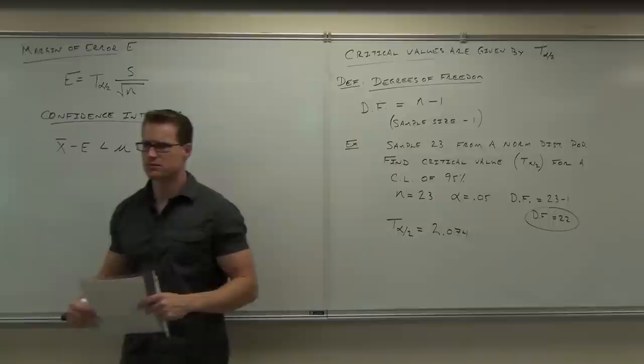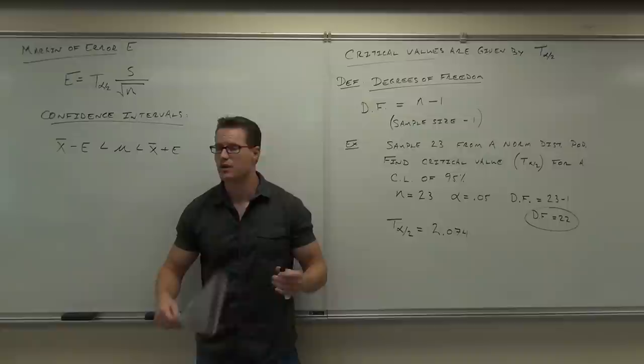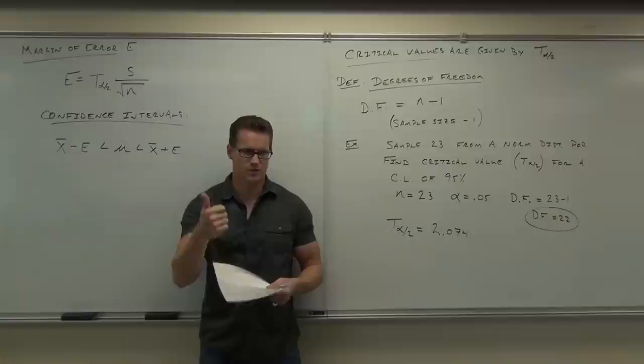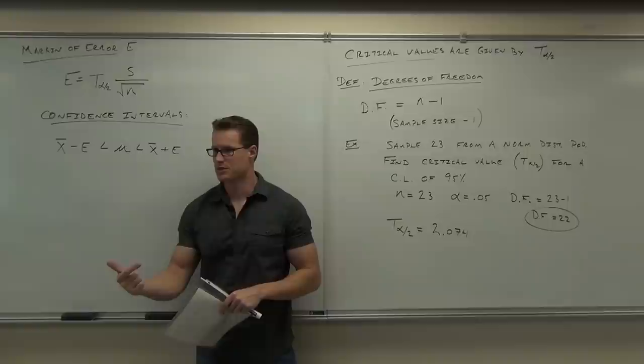Now, I normally list out the steps, but honestly, the steps are exactly the same as the last one. Number one, you're going to check to see if your requirements are met. Same as last section. You checked that, right? For this, you need an N. Well, obviously, random sample. The N has to be bigger than 30, or if it's not, it has to come from a normally distributed population.